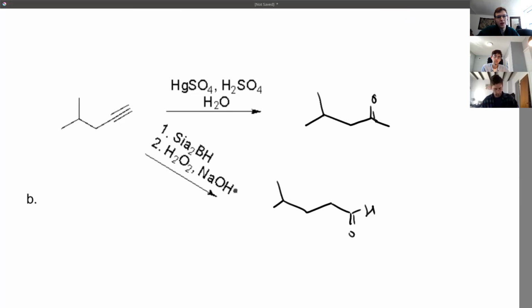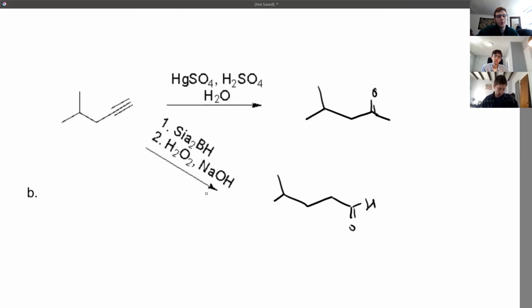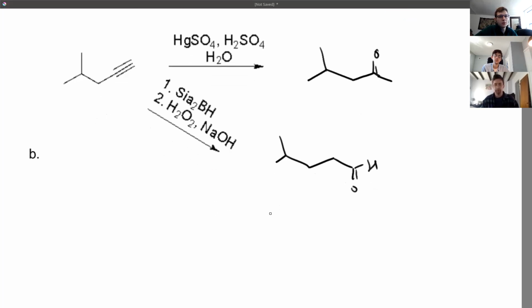Maybe also really importantly, you guys have learned these before, so I don't expect that you'll be asked the mechanism of them again, but it's good to know. We're not going to go through the whole mechanism, but there's one key part of the mechanism. There's an enol that's formed. So at some point, you have to do a keto-enol tautomerization. That is key for this reaction.